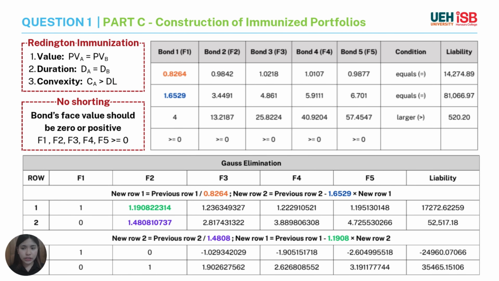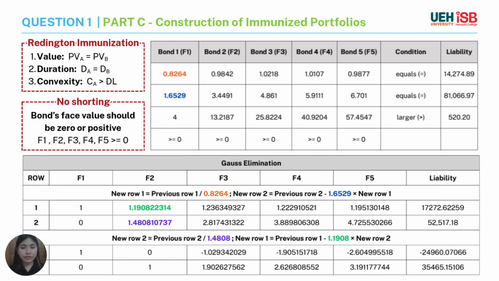Now moving to part C, which is the core of the problem. Our goal is to construct a bond portfolio that satisfies Redington immunization. This requires three conditions. First, the asset value must equal the liability value. Second, the duration of the asset and liability must match. And third, the convexity must be greater than that of the liability. And because there must be no short selling, the value of each bond cannot fall below zero.